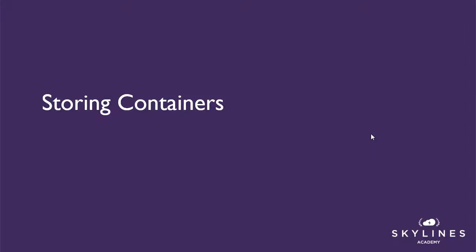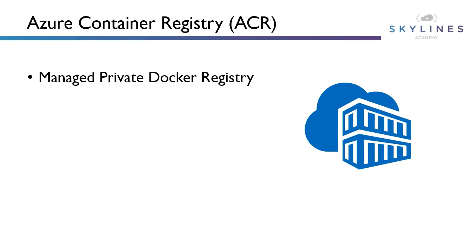We have our container created, but if it's on our workstation, it won't do others much good. So in this module we're going to learn about using the Azure Container Registry. Azure Container Registry gives us the ability to store our containers in what's called a private registry or private Docker registry. This means that others can access those containers.